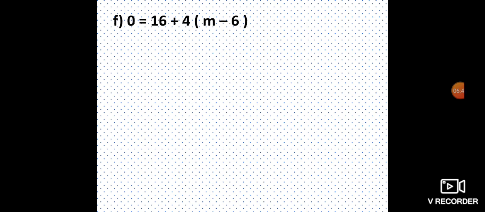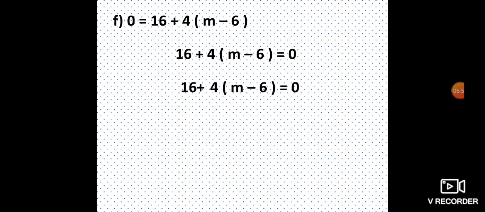Next question. 0 equal to 16 plus 4 into (m minus 6). Here also the variable is in the RHS, so we change the position. Variable in the LHS: 16 plus 4 into (m minus 6) equal to 0. Next step, we transpose 16. 16 becomes minus 16, like this, minus 16.